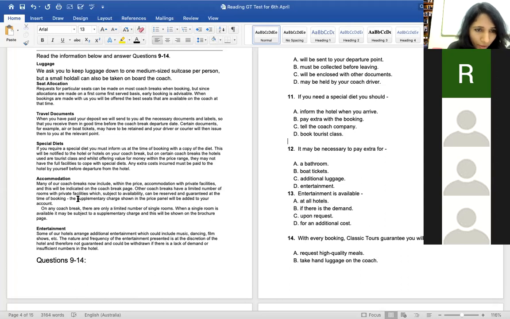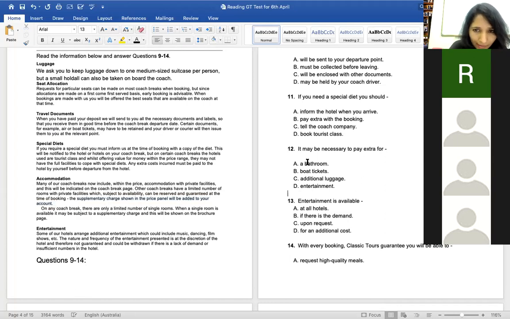The supplementary charge, that is extra, will be added to your account. So we found this information. Now, what is it? It will include all this and will be indicated on the coach break page. Other coach breaks have a limited number of rooms with private facilities. So private facilities, what do you think private facilities are? A bathroom, I think, right?